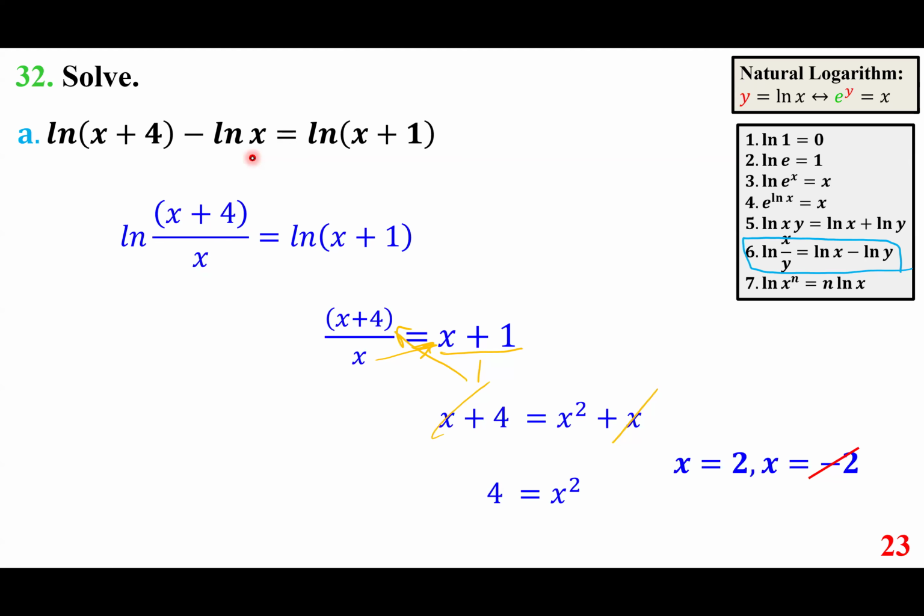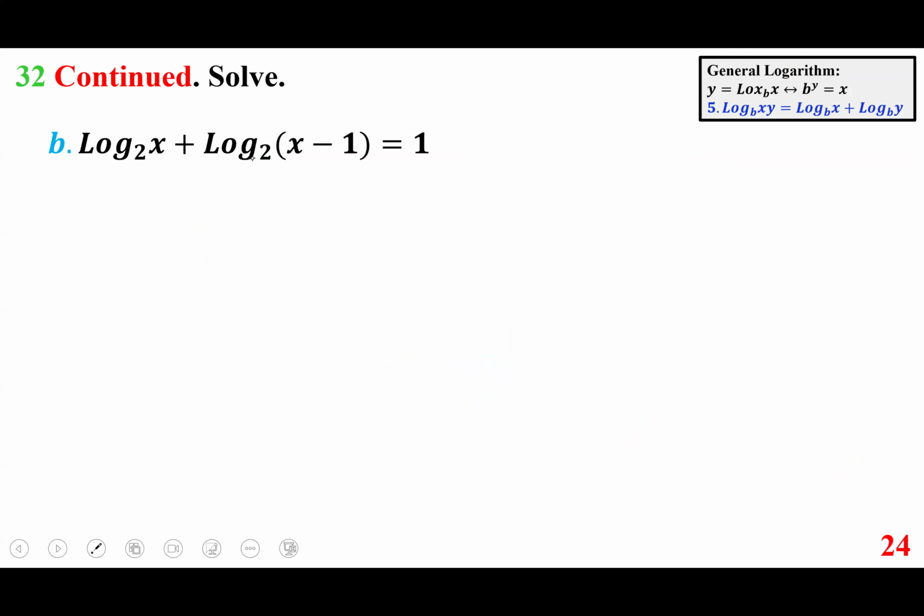So we had logs on both sides. Now we have logs on one side. Even if we had logs on both sides, but we had a number as well, we would move things around such that all the logs are together. Now, these two can follow number 5, the product rule, and come together as a single log. So this becomes log base 2 of x times (x minus 1). The right side doesn't change.